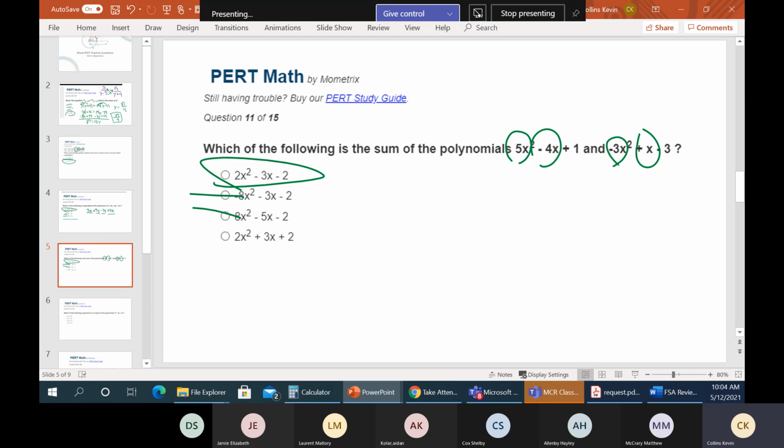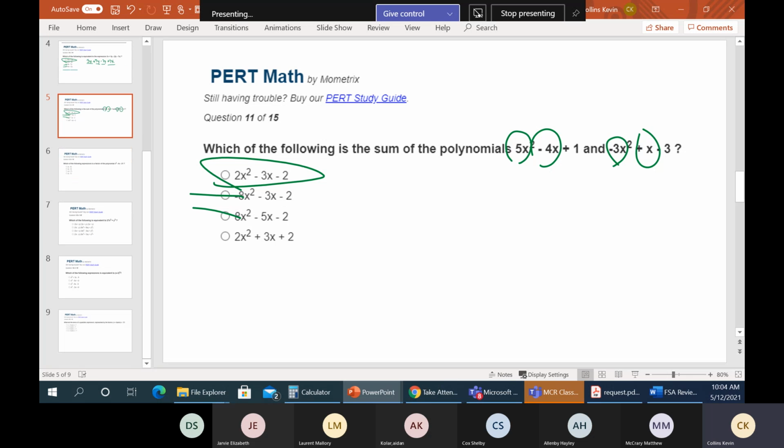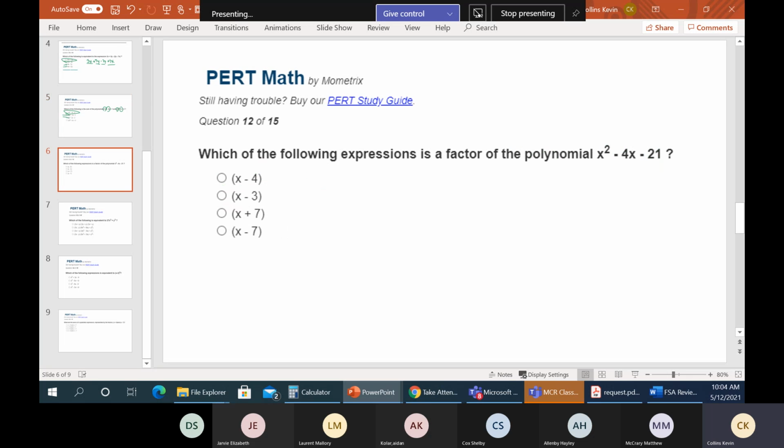All right, let's run through a couple more. We'll call it a day. All right, so then we'll know which one of these is a factor of this polynomial. So this would be where we're going to set up like this, right? We'll have some x's here, and then we've got to figure out the numbers.